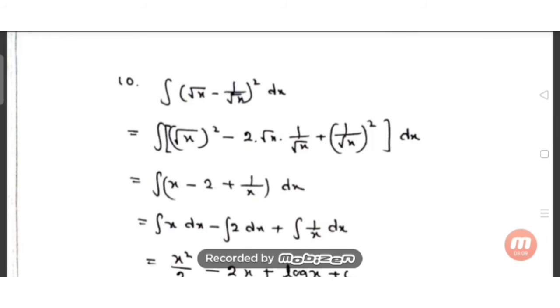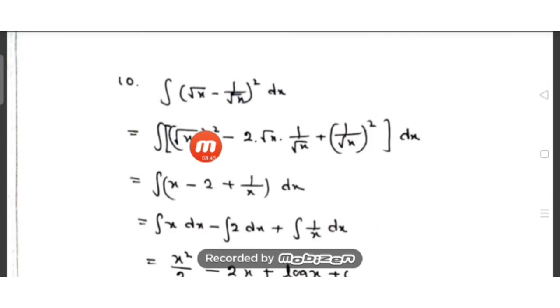Now I go to question number 10. In your question number 10, you see root over x plus 1 by root over x, whole square. But we have no formula for the square of a function in integration. You cannot use the x to the power n formula here, because only when it is in the standard form, x to the power something, can we use that formula. But here we can use the a minus b whole square formula, which is a square minus twice ab plus b square. Our a is root x, so root x whole square, minus twice ab, so twice root x into 1 by root x, plus b square, which is 1 by root x whole square.